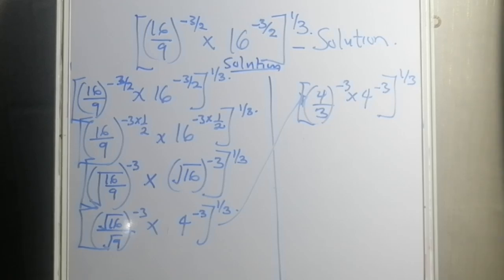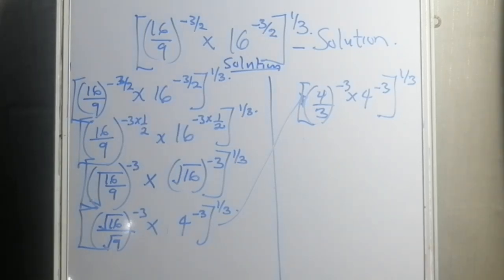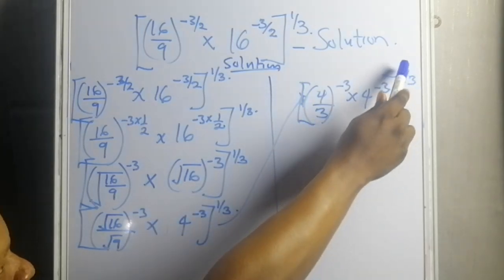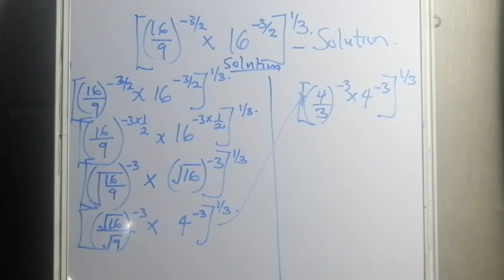I can split this 3, or I can expand this 1 over 3 to all of them, since there's a big bracket here and this power 1 over 3 combines everything. Since I have 3 here, I want to cancel it out. So it's just logical to do that.